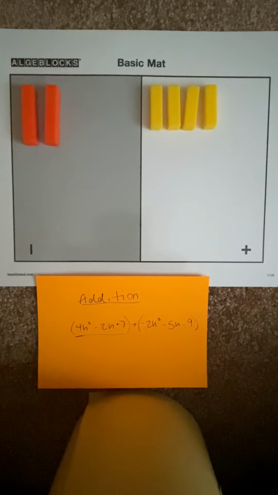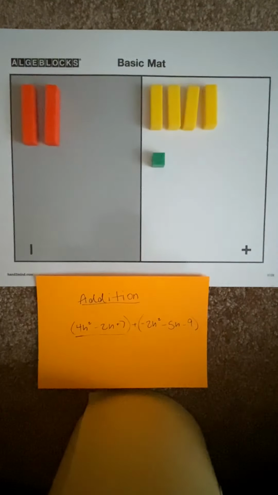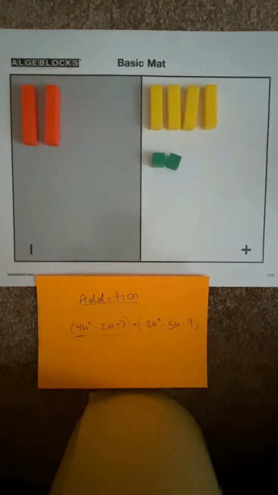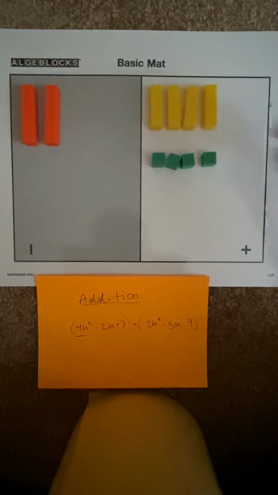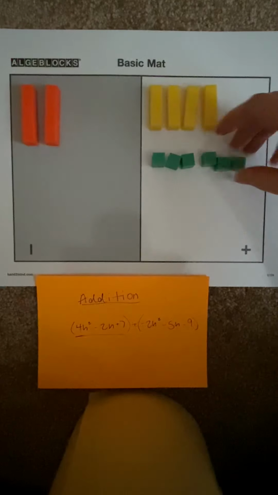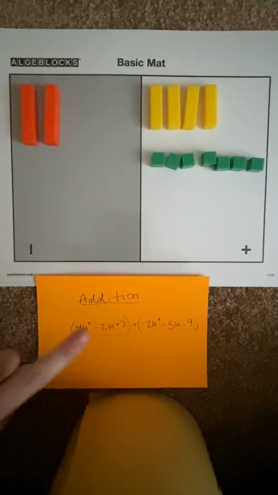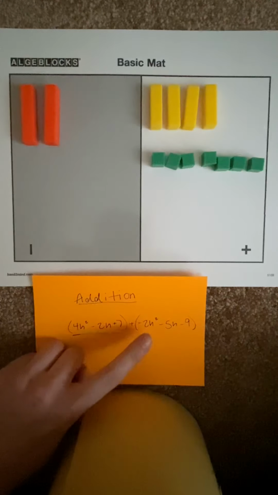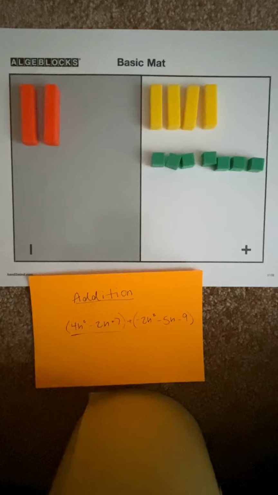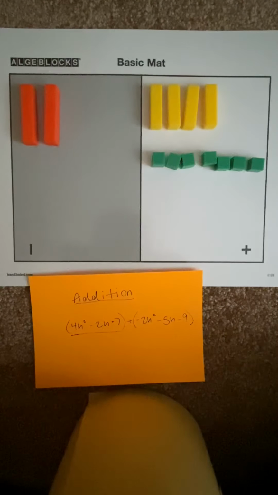To represent our positive 7, I'm going to use these little green blocks, and we're going to place 7 on the positive side. So 1, 2, 3, 4, 5, 6, 7. All right, so this first parentheses is all set, and we're going to move on to the second set of values.